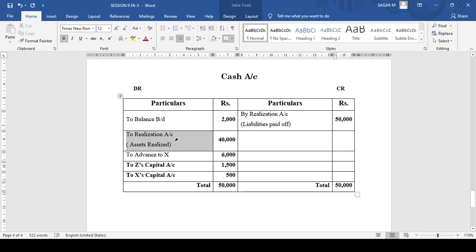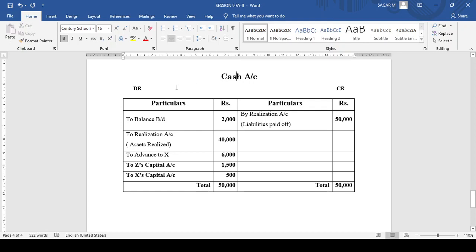On the debit side, I have written to realization account. So this is for the assets realized. This entry you're going to find on the credit side of realization account. After that, we have written advance to X. So the firm has advanced an amount to X. Now X has a private estate worth rupees 10,000. Out of 10,000 we can recover 6,000. Hence the advance given to X has been recovered.